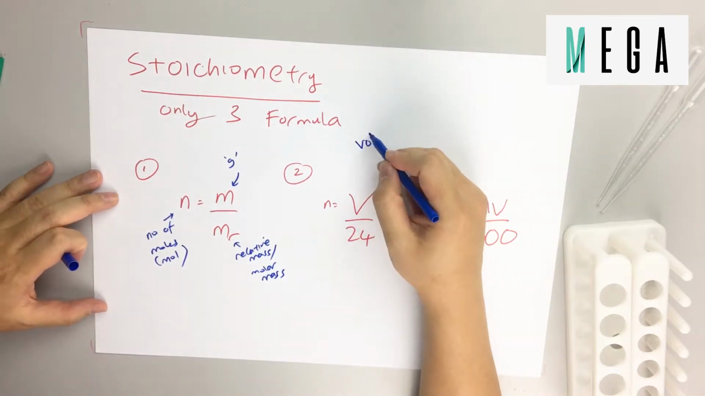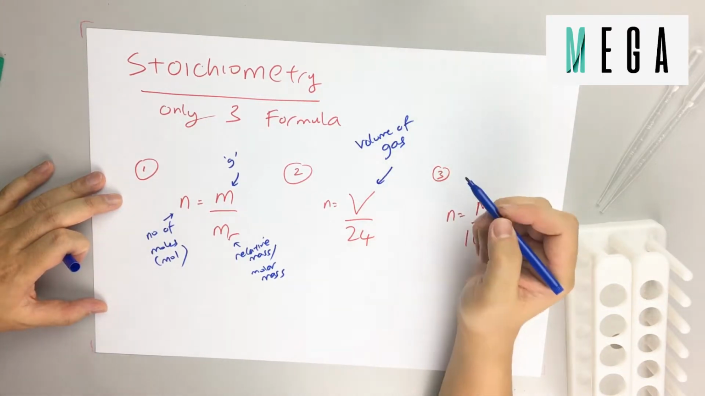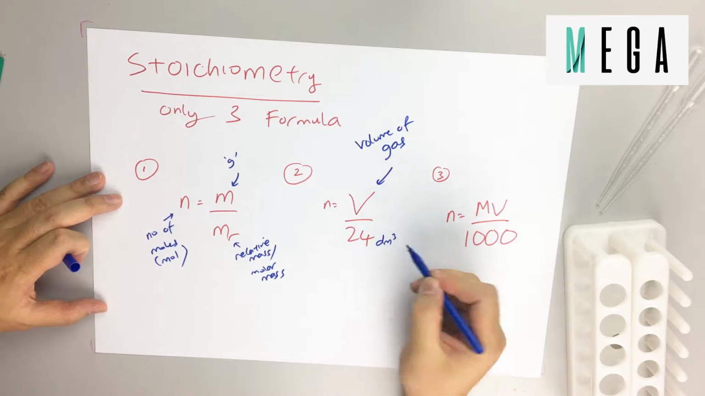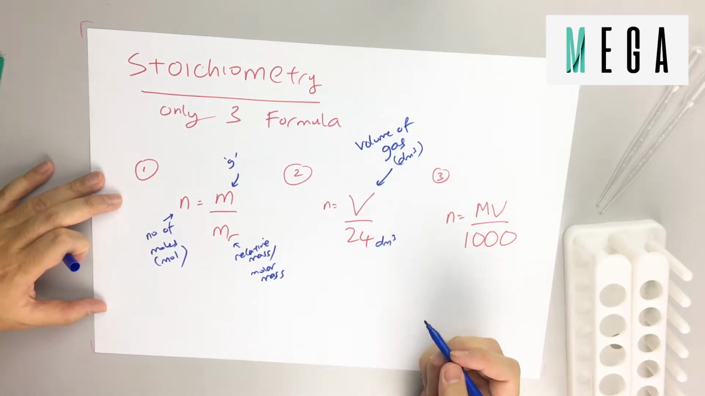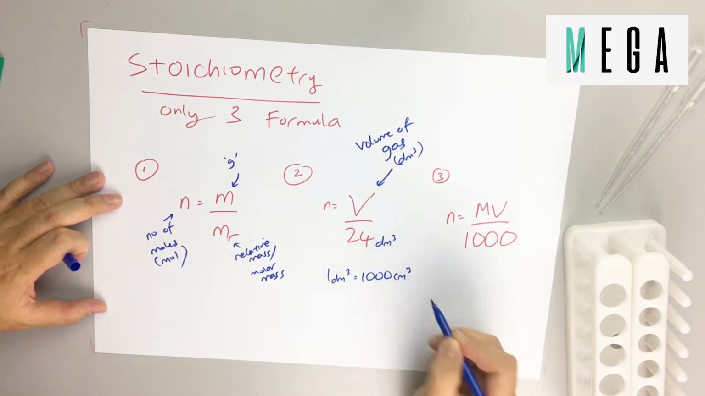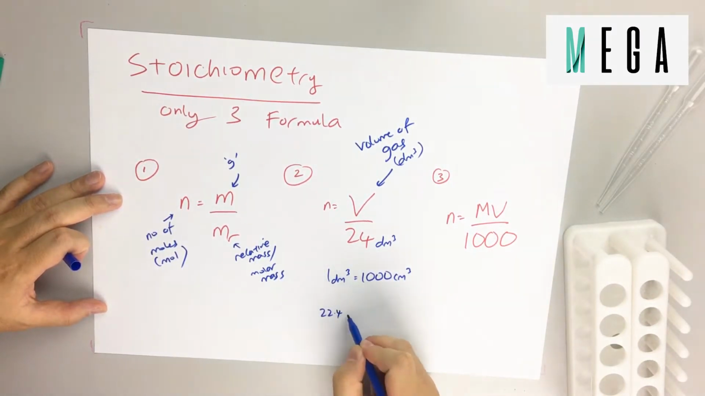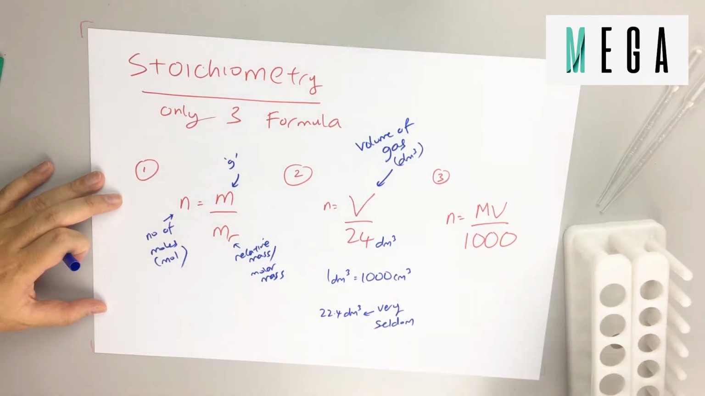Then number 2, when they ask for volume of gas, use the second formula. The big V is the volume of gas over 24 dm cube. So make sure the top is in dm cube also. So 1 dm cube is 1000 cm cube. And sometimes they require you to change the 24 to 22.4, but very seldom in your exam.